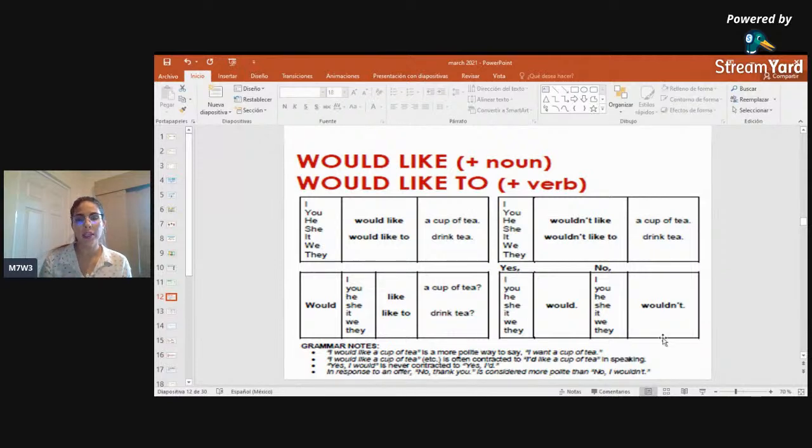Would you like to drink tea? ¿Te gustaría beber una taza de té? Es diferente, pero ya les expliqué la diferencia entre two. And obviously the answer is going to say yes I would or no I wouldn't. Les repito, hay una contracción. Would not or wouldn't. Wouldn't es más usual. Es como eso que tú quieres no lo harías.